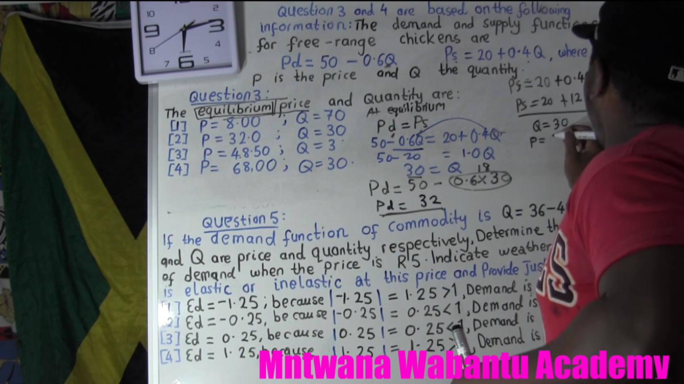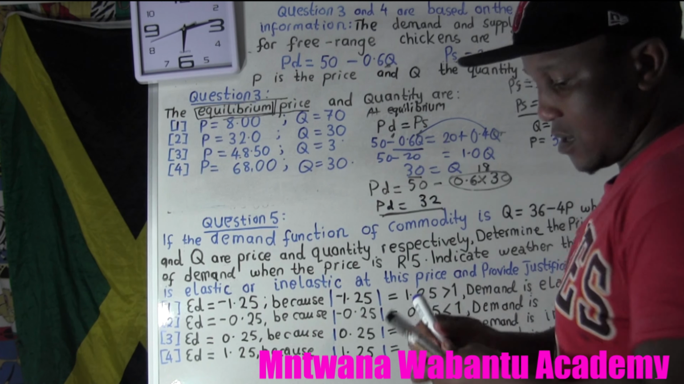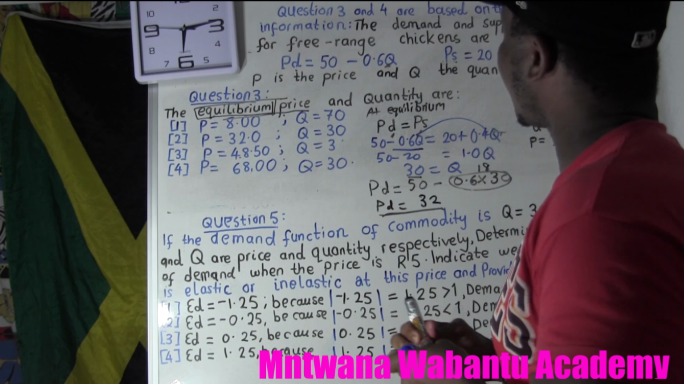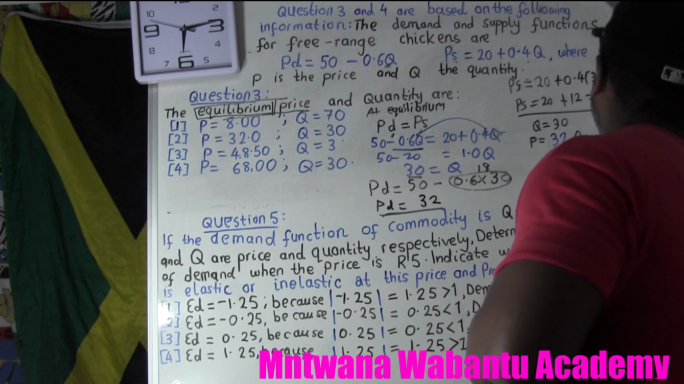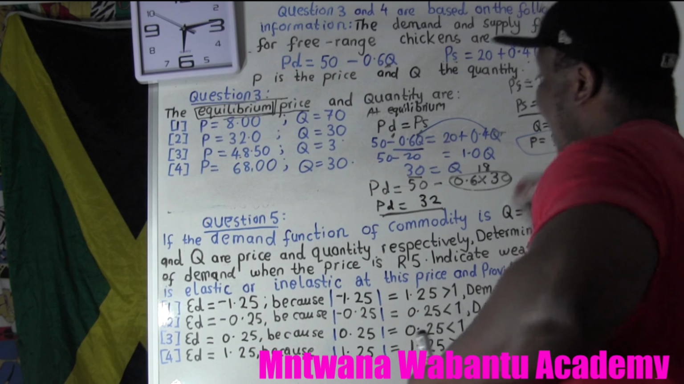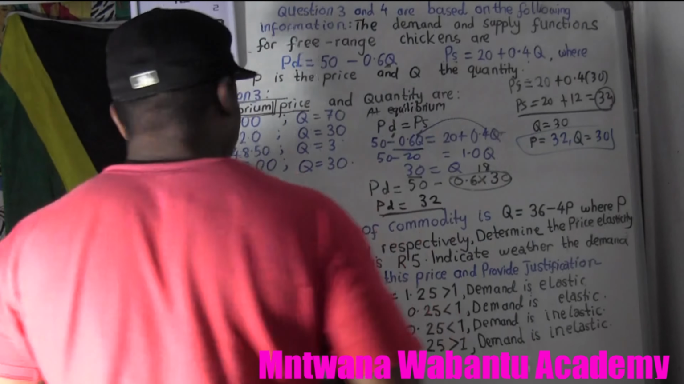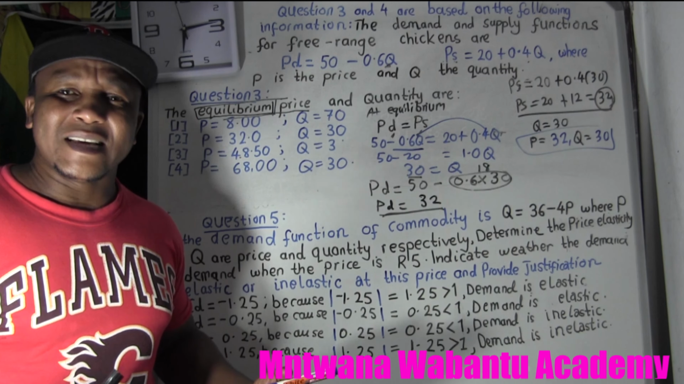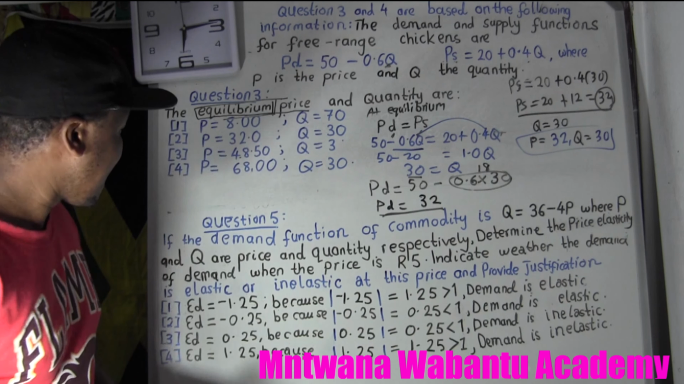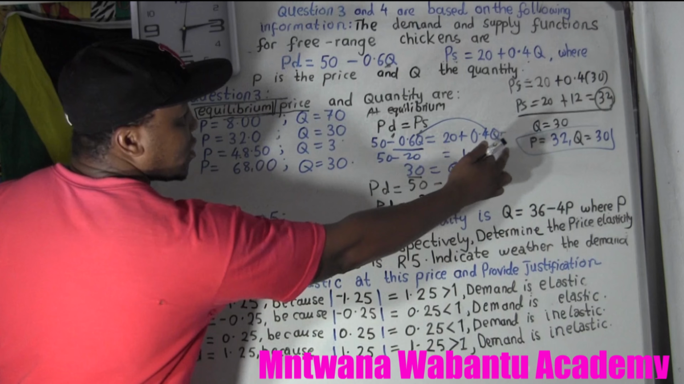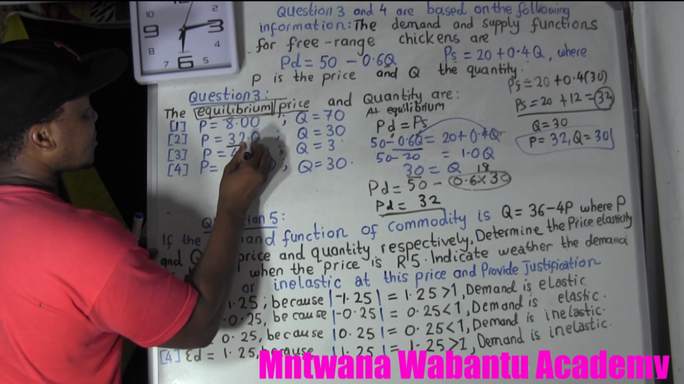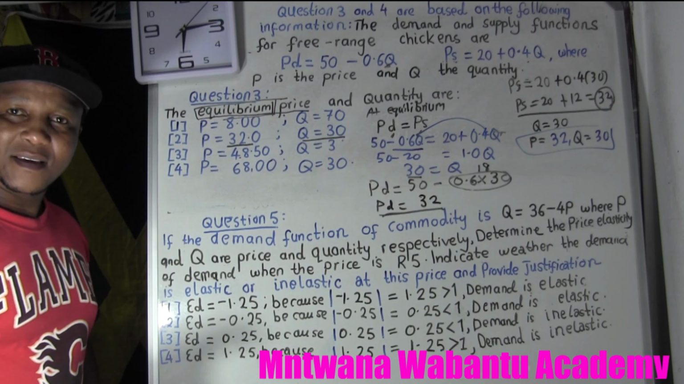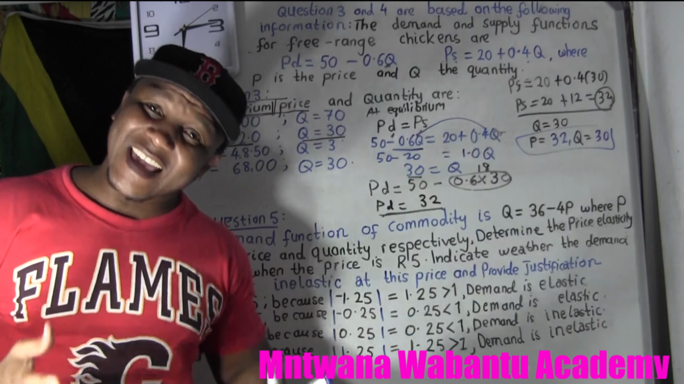32 for both. 32 and our quantity equal to 30. So this is going to be our answer. You come here in the option. You're so lucky they give you the options. Come on, it's easy. Okay. Price 32, and quantity 30. See? It's so easy.